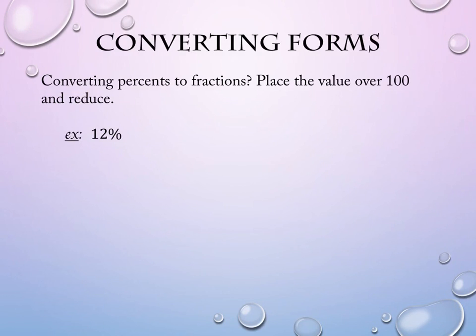All right, last example, converting forms. We're going to take percents and turn them into fractions. So a percent means per 100. So when this says 12%, it means 12 over 100. So whatever the percent is, you just put it over 100. And then you reduce if it needs to be reduced. Can 12 and 100 both be divided by anything? Sure. What number? 2 will work. We'll start with 2.